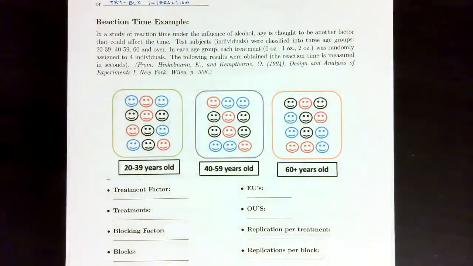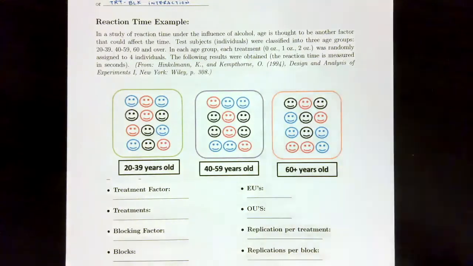The test subjects or individuals were classified into 3 age groups, 20 to 39, 40 to 59, and 60 and over. In each age group, each treatment, 0 ounces, 1 ounce, or 2 ounces of alcohol, was randomly assigned to 4 individuals, okay? And the following results were obtained, okay? Now, I haven't shown you guys the actual data. That's gonna come on the next page.